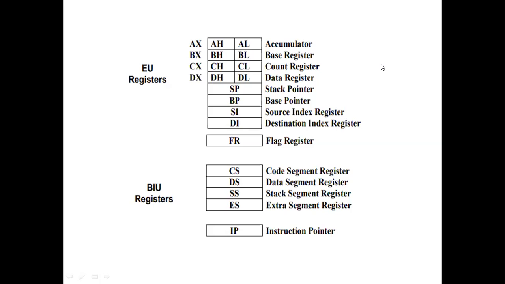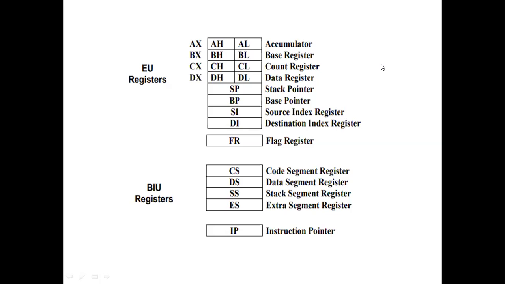Next, I'm going to the CX register. It's referred to as a counter. It's used in loop instructions to store the loop counter. Next, the DX register, that is the data register, is used to hold the IO port address for IO instructions. So those are the general purpose registers: 4 register pairs, AX, BX, CX, DX, and 8 registers, AH, AL, BH, BL, CH, CL, DH, DL.